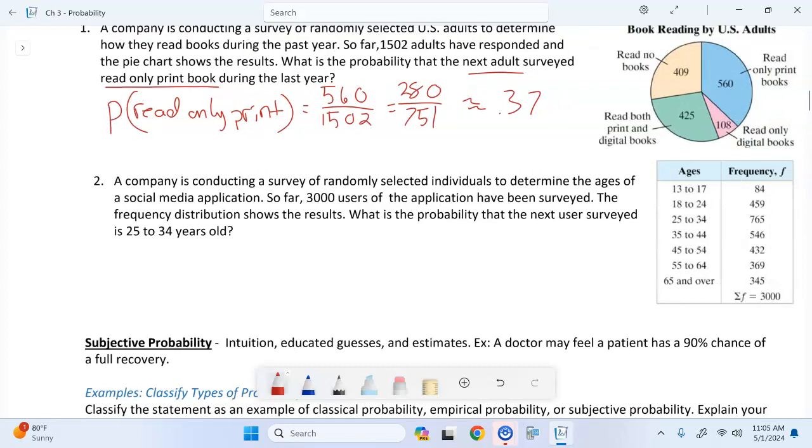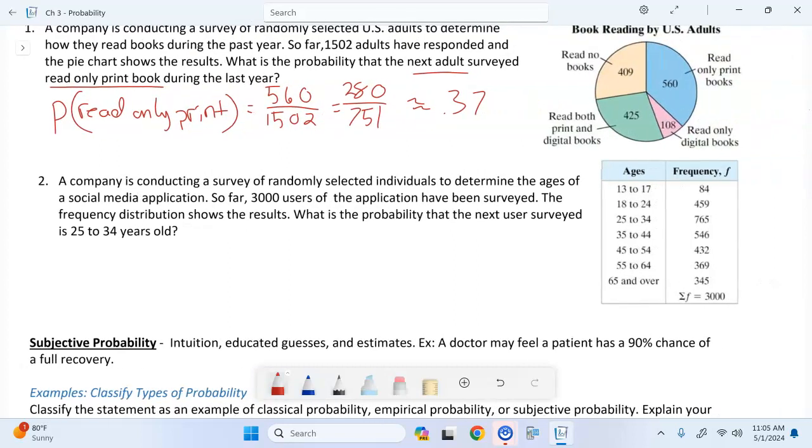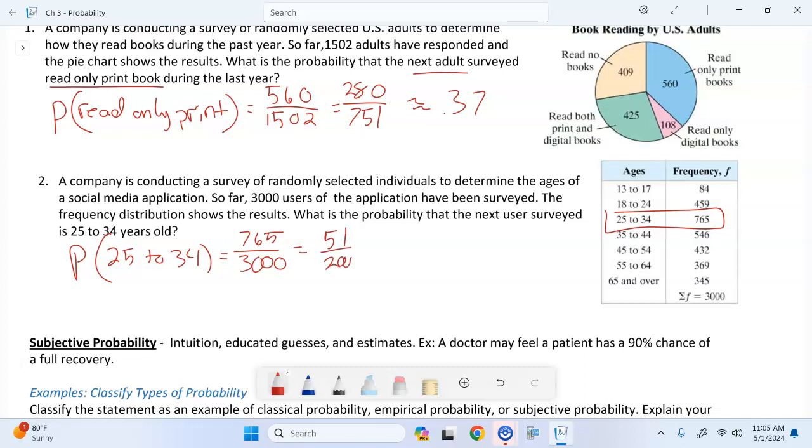We have another survey about social media use. 3,000 were surveyed. Probability that the next user surveyed is between 25 to 34 years old. What's the frequency of our event? 765. The frequency of that event is 765. What is our total frequency? 3,000. Okay? And so we can simplify our fraction, 51 over 200, which is approximately 26%.